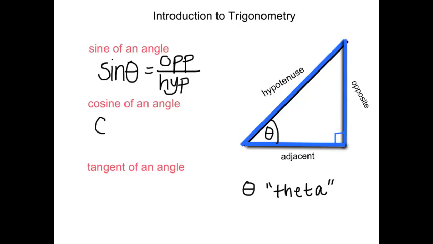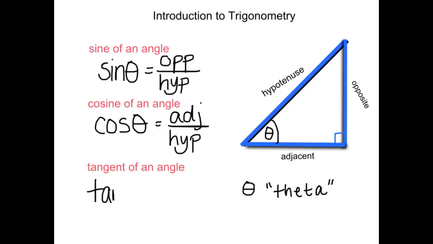Cosine we would abbreviate just as you want, COS. The cosine of our angle theta is going to be defined as the side that's adjacent to that angle over the hypotenuse. The tangent of an angle looks like tan theta, and that's going to be defined as the opposite side over the adjacent side.